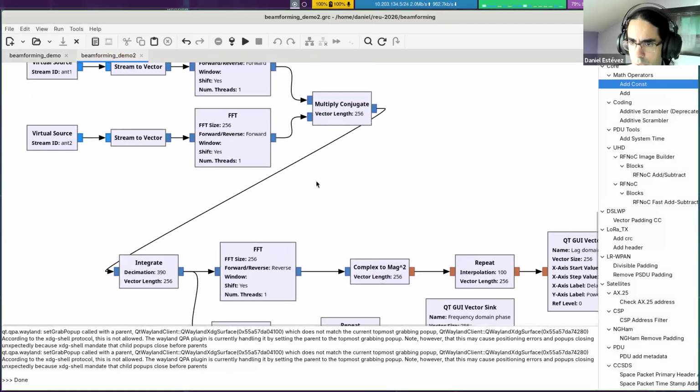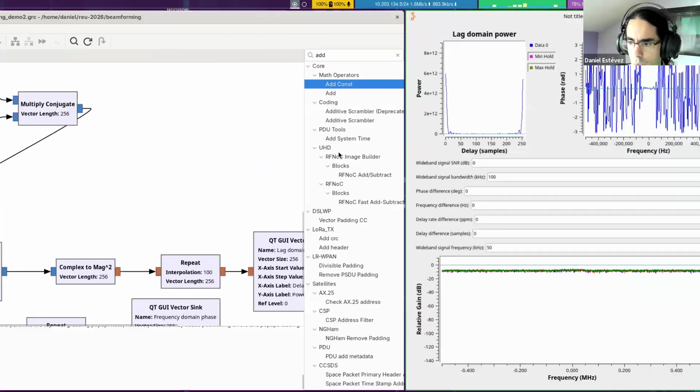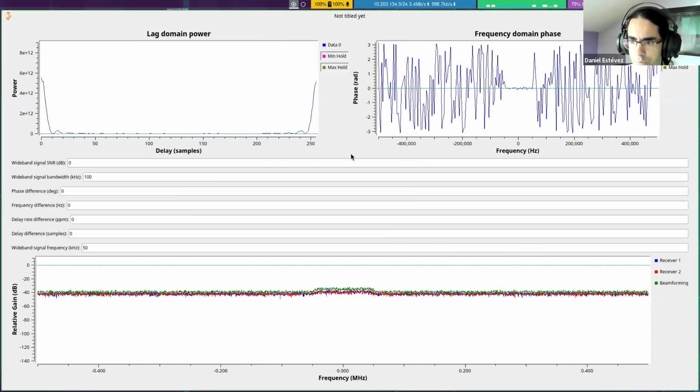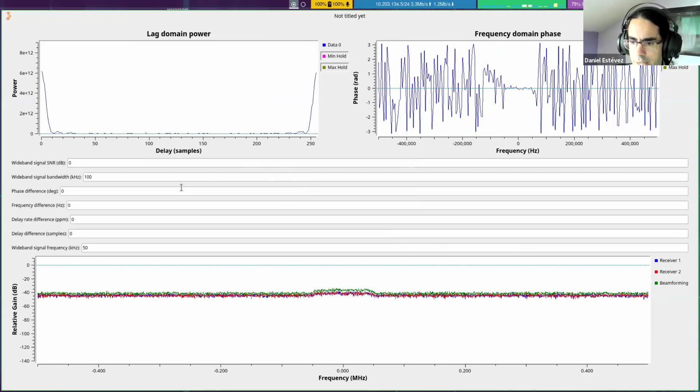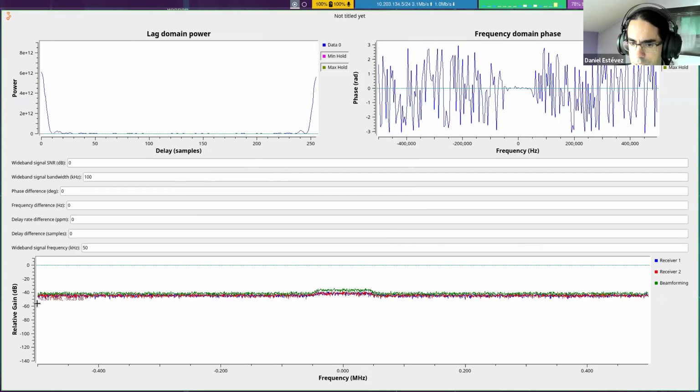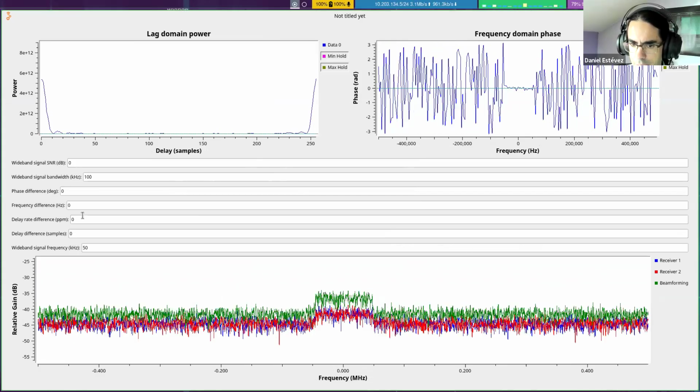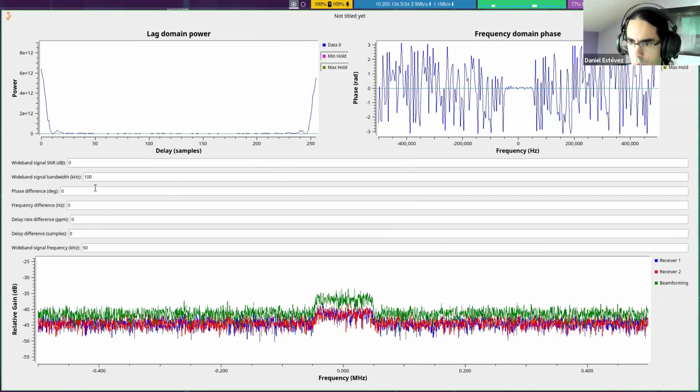So these are all the blocks. I'm going to show how they look. So this is when the signals are at the same phase and frequency and everything. I haven't yet edited any of these. They are all at 0.